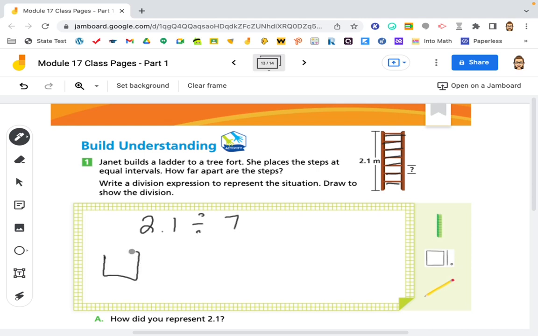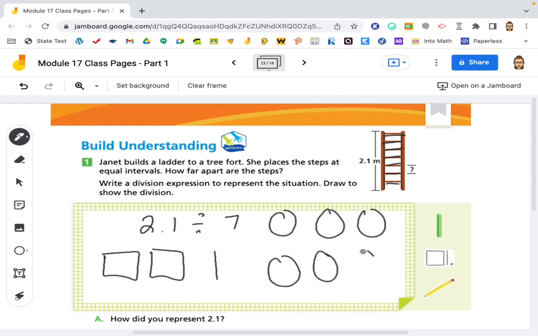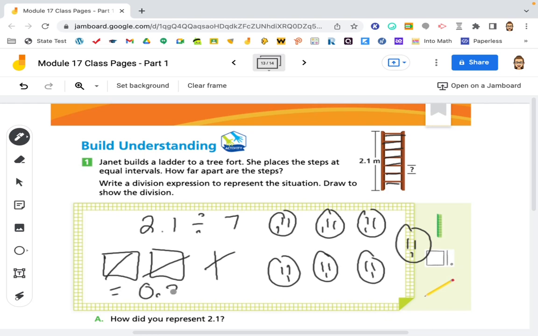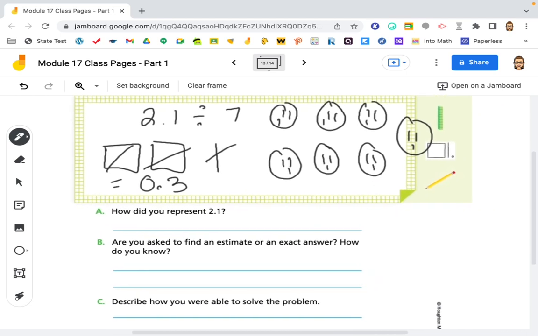So we're going to start with 1, 2, and 1/10. And we would have 7 groups. So 1, 2, 3, 4, 5, 6, 7. And we split them up. So 1 through 10, and 1 through 10, and then we have our last one there. So this would equal 3/10.